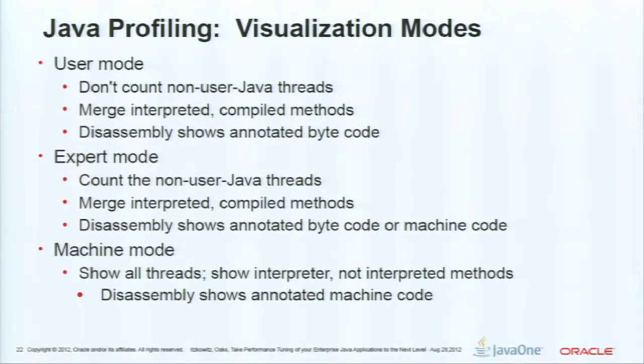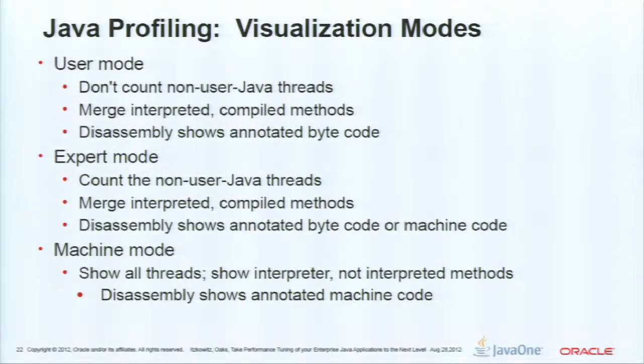There's a user mode, which really corresponds to what the user thought he or she wrote. In the user mode, we don't count what's going on in non-user threads. We merge the time spent in interpreted and hotspot compiled versions of the same routine, so you see the time in that routine, not separated into 2 different times. And when you ask to see disassembly, one of the features in our interface, we will show you bytecode annotated with performance data.